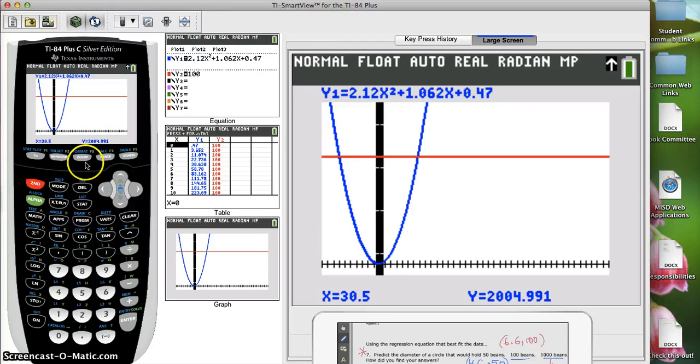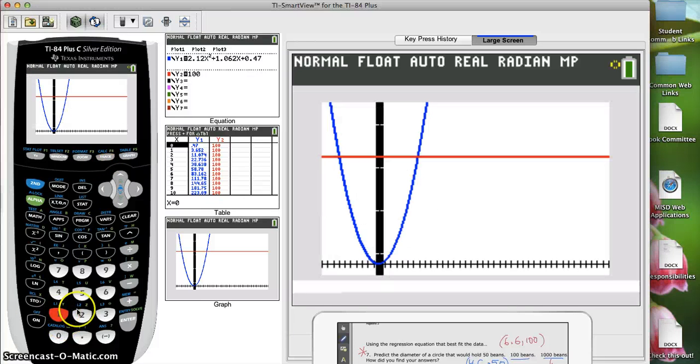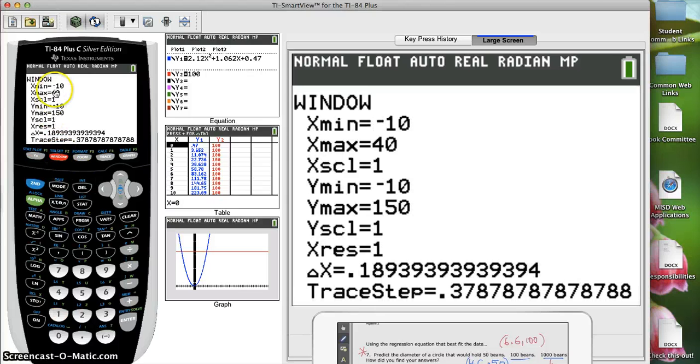Remember, you go to second trace, but this time you are interested in the value because you have the x value. You put 1. It will ask you for the x. Remember that the x should not be greater than the window that you have, so you need to fix your window if you need to. So this is one way.